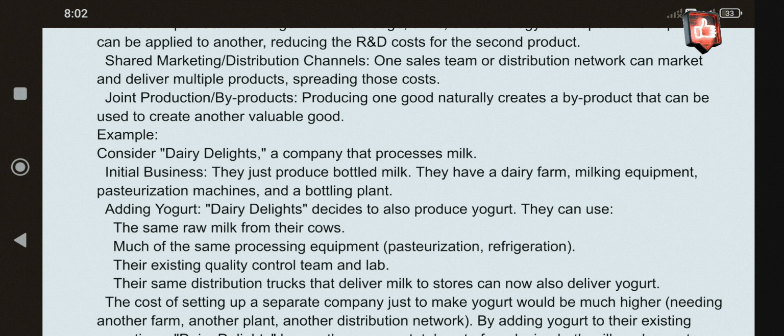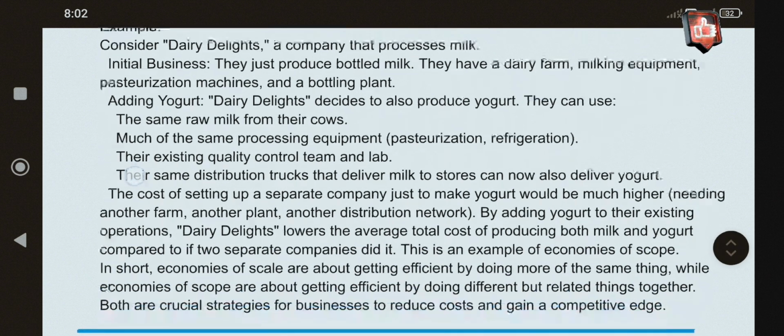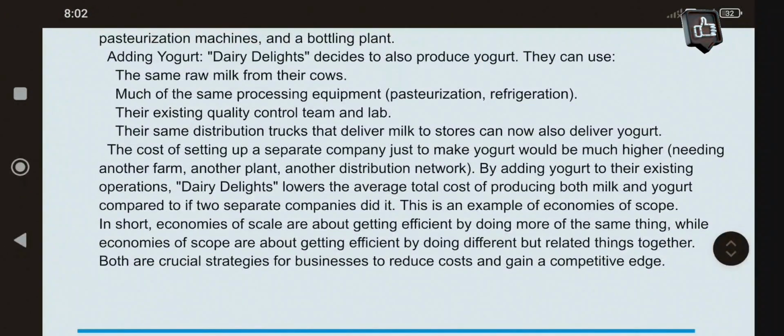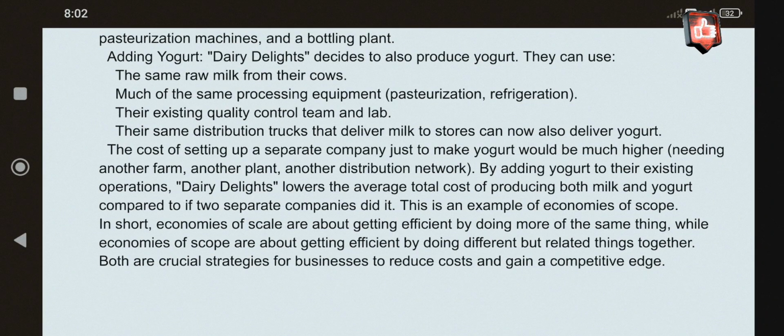Example: consider Dairy Delights, a company that processes milk. Initial business. They just produce bottled milk. They have a dairy farm, milking equipment, pasteurization machines, and a bottling plant. Adding yogurt. Dairy Delights decides to also produce yogurt. They can use the same raw milk from their cows, much of the same processing equipment, pasteurization, refrigeration, their existing quality control team and lab, and their same distribution trucks that deliver milk to stores can now also deliver yogurt.